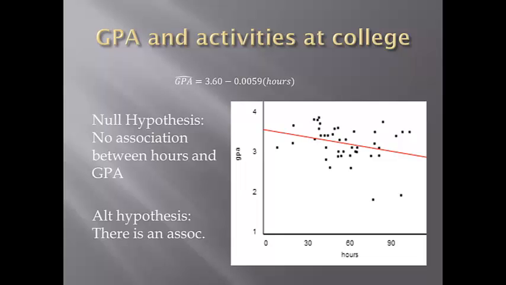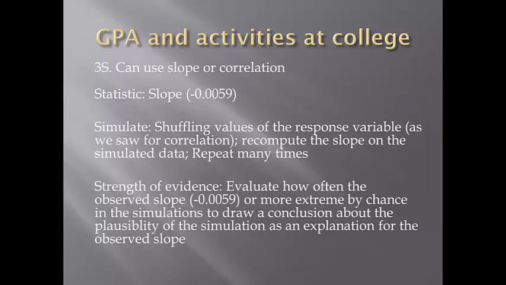We wish to test the null hypothesis that there's no association between hours spent outside of class on non-academics and GPA. The alternative hypothesis is that there is an association. We've seen the 3S strategy before. The 3S strategy is statistic, simulate, strength of evidence. For the 3S strategy on this data, you can either use the slope or the correlation. We'll show the slope here.